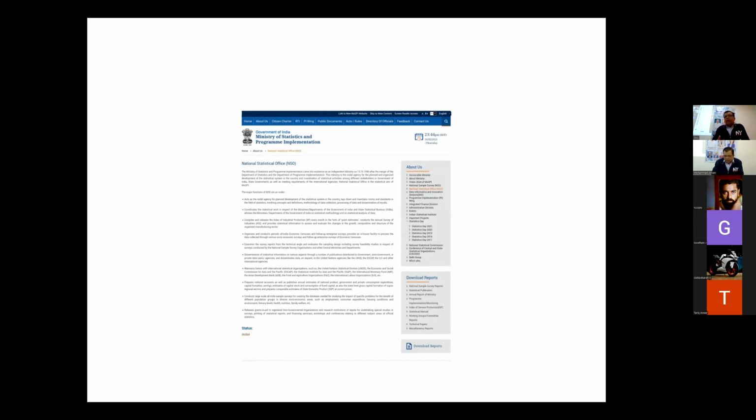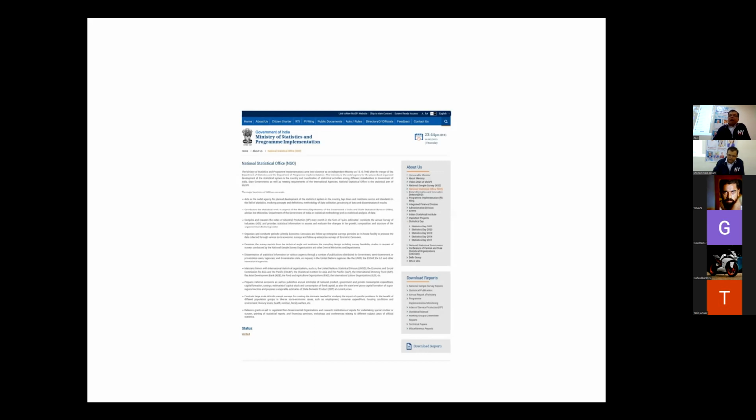I hope you understand the difference between a census survey and a sample survey. A census is applicable to the entire population, whereas a sample survey is applicable not to the entire population, but the selected sample, right? So the NFHS, National Family Health Survey, is a survey based on samples, and this NSSO is also based on sample survey, right?